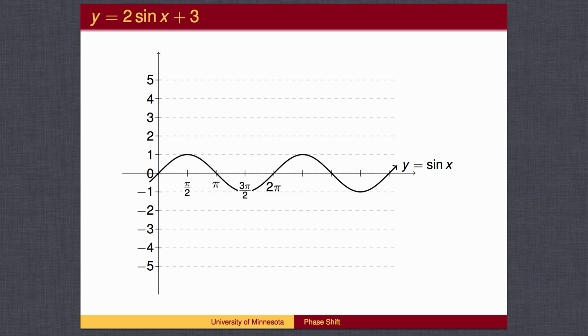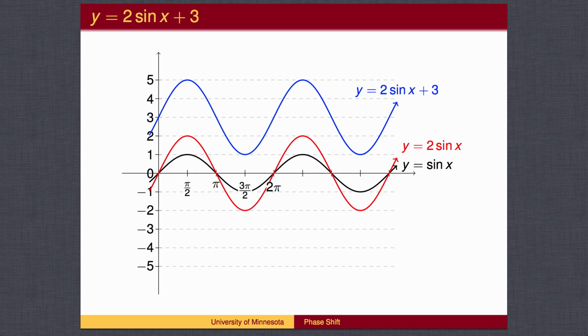In this example, the function 2 times the sine of x plus 3 is the sine wave with amplitude 2 shifted up 3. We begin with the standard sine wave. We then make the amplitude 2, and finally the plus 3 will move the graph up 3. The tops of the waves will move from 2 up to 5, and the bottoms of the waves will move from negative 2 up 3 to 1. The center line of the wave is at 3.